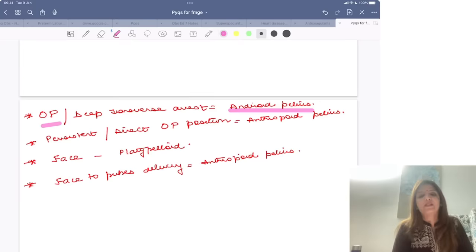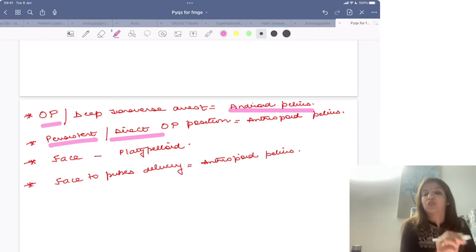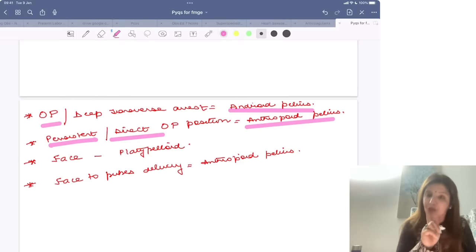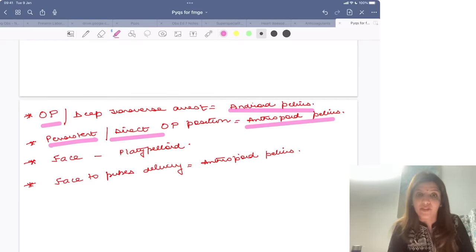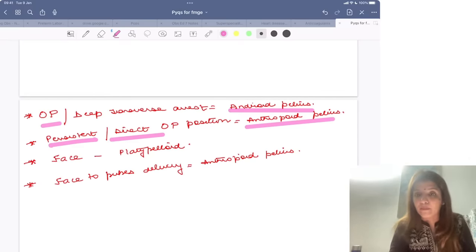But agar question says persistent occipito-posterior position ya direct occipito-posterior position. Occipito-posterior position ke aage koi bhi prefix add ho gaya, wo prefix chahe persistent ho, chahe direct ho, now your answer will change to anthropoid pelvis. Right? Keval occipito-posterior puchhenge, to your answer is android pelvis. Persistent occipito-posterior puchhenge ya direct occipito-posterior puchhenge, anthropoid pelvis.